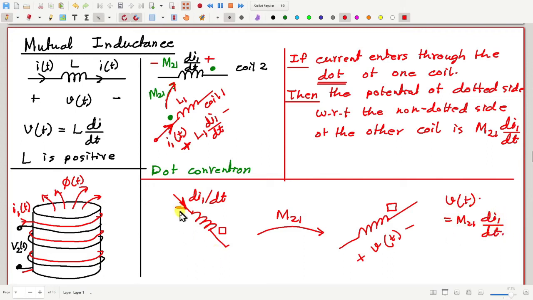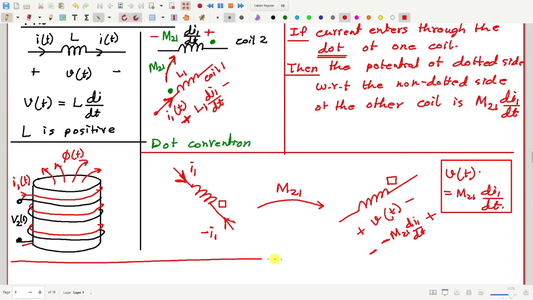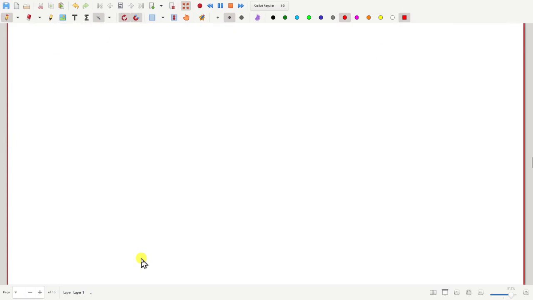Why is that so? Because first we see that I1 is going out of the dot. So you may say that this is minus I1 going through the dot. Therefore this dotted side should have M21 d(minus I1)/dt, so minus di1/dt, this side with respect to this side. The minus and minus cancel each other, so this is the result. Is it okay to everyone?